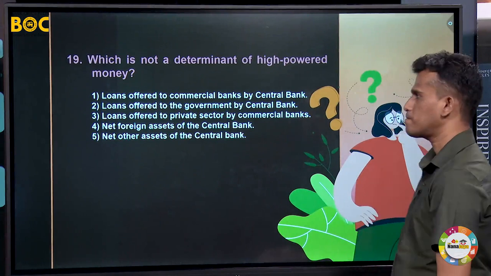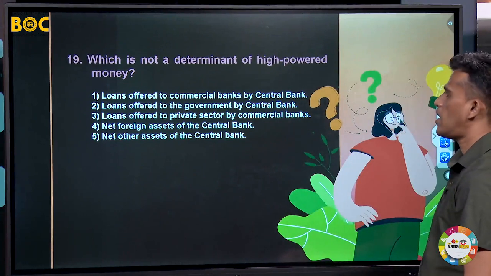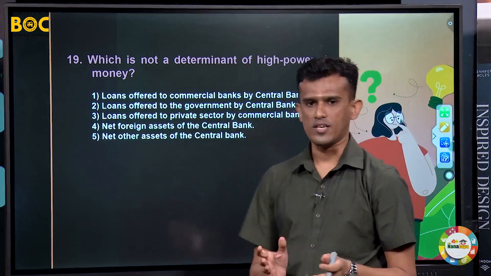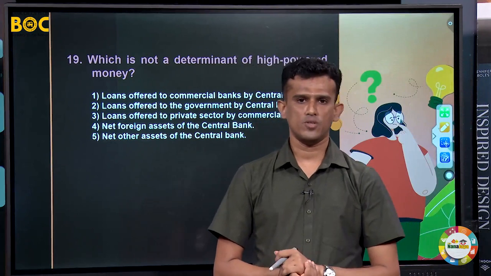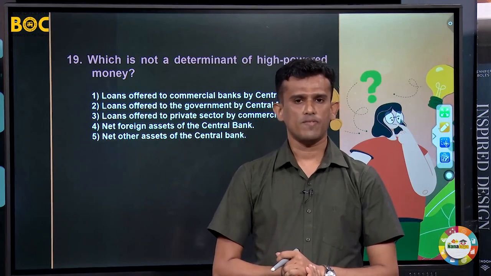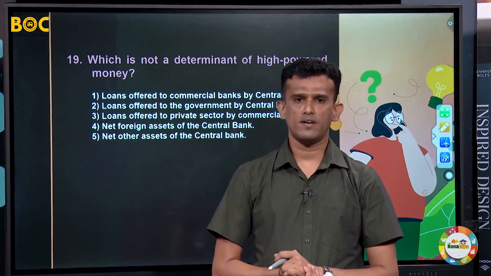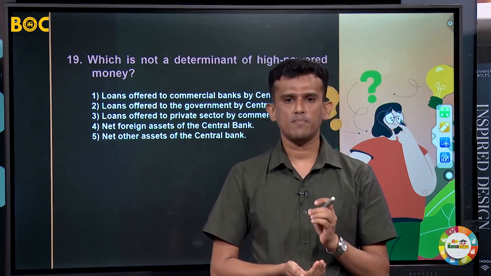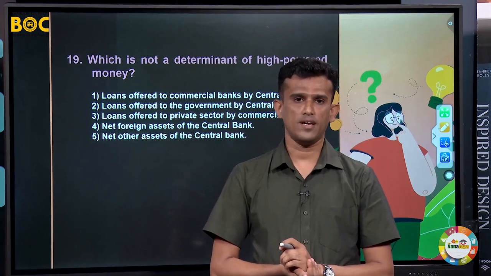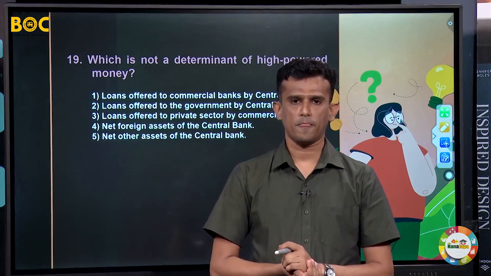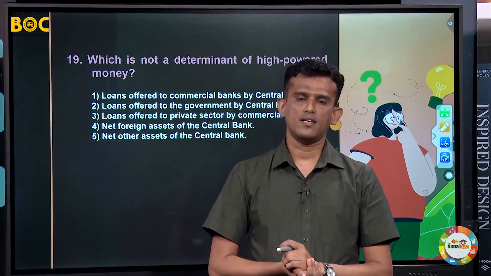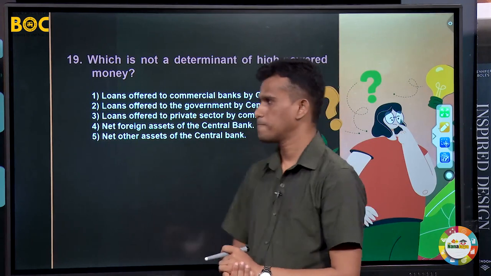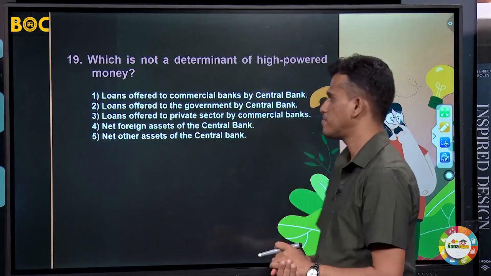Next question: which is not a determinant of high-powered money? We already discussed that high-powered money refers to the financial assets which provide the basis for the money supply of a country. We already discussed that the net assets of the central bank decide the high-powered money of the economy, right?